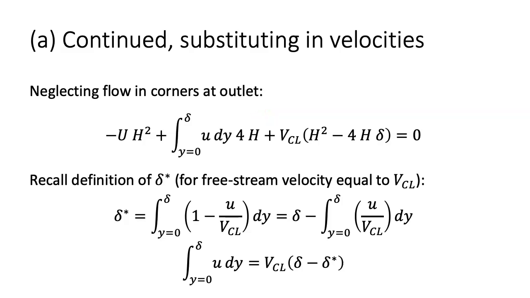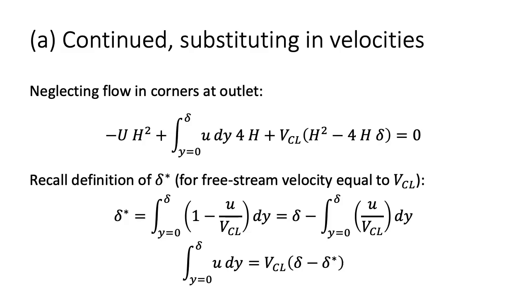For the second region, we assume the flow is at a uniform velocity in the center of the test section. Thus, the integral reduces to V subscript CL times total test section cross-sectional area minus the area of the boundary layer region. Note that for both of these terms, we are slightly overestimating the amount of flow in the corners.